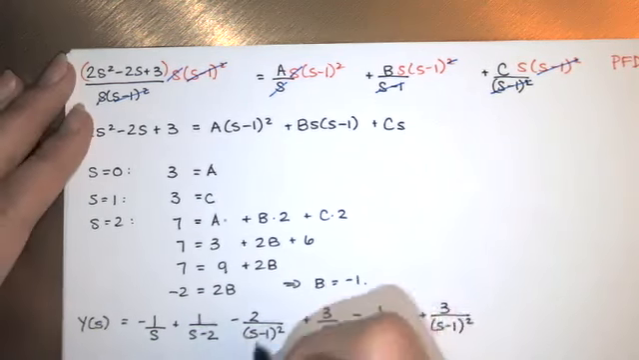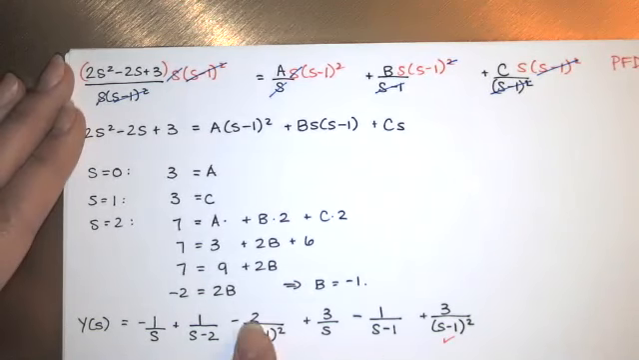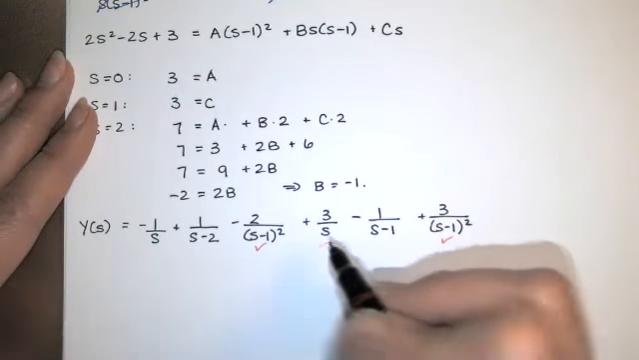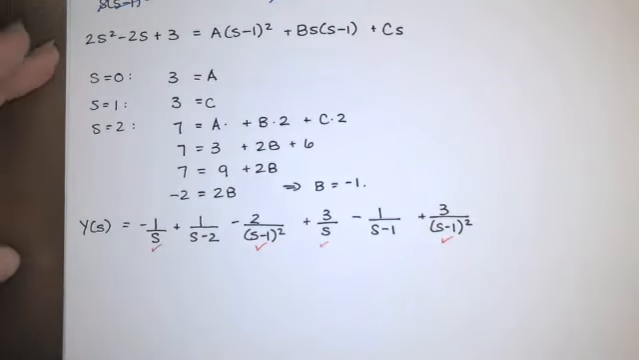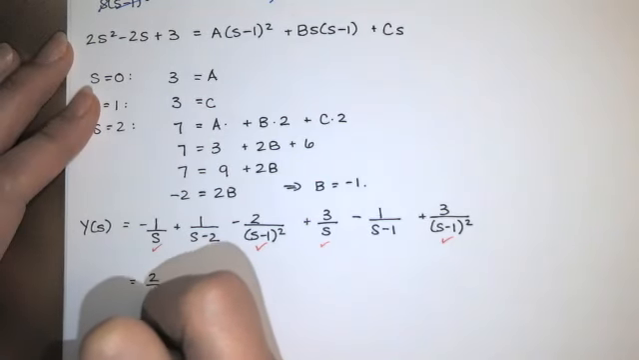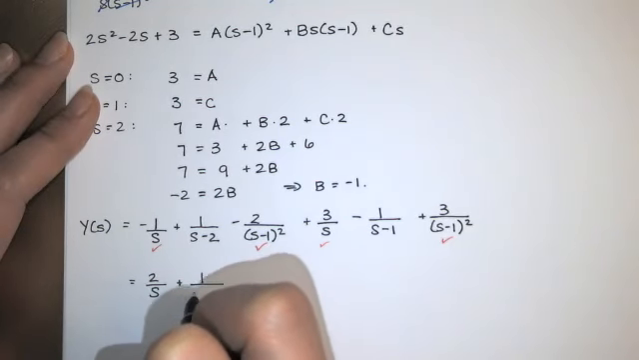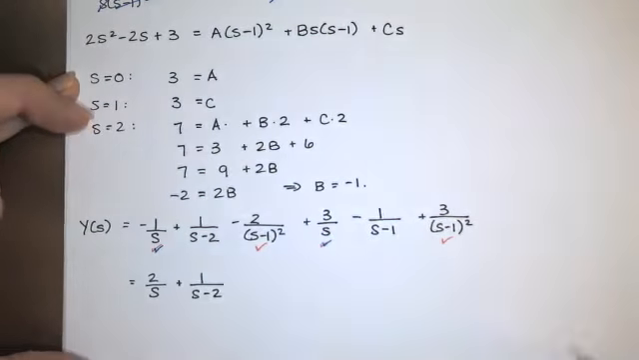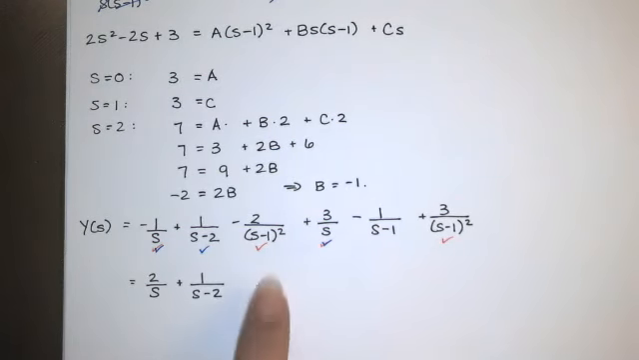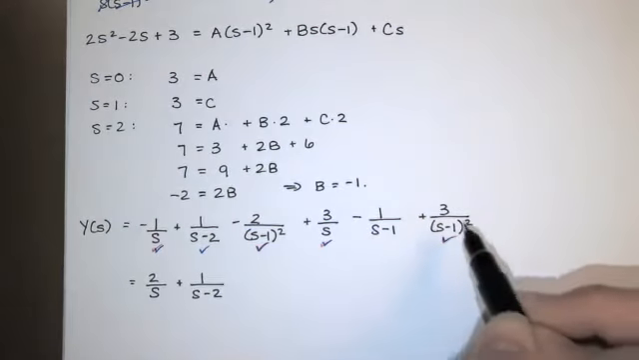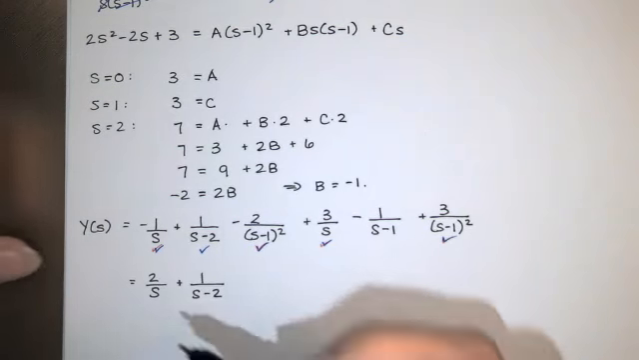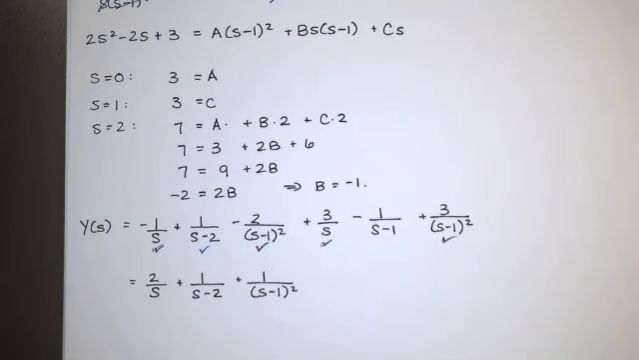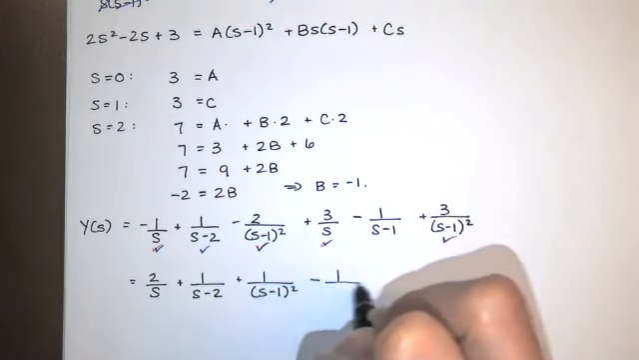Now I've got some like terms. These guys are like terms. 3 minus 2 of those is going to give us 1 of those. And then we've got some like terms there. 3 minus 1 of those would give us 2 of those. So this is 2 over s plus 1 over s minus 2. So I took care of these two guys and this one. And then for these two, I'm going to have 1 over an s minus 1 squared. And the only one I did not include yet is this 1 over s minus 1.